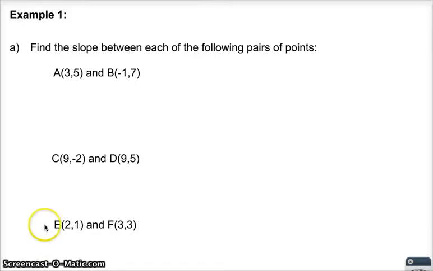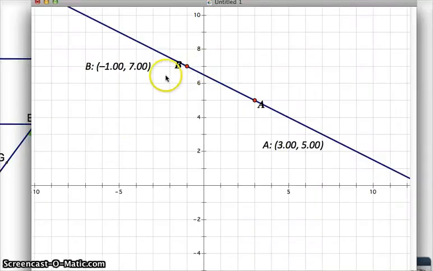All right, part 2 is where we do the examples. Find the slope between each of the following pairs of points. So we have point (3,5) and point (-1,7). I put that on Sketchpad. And just like in the distance thing, we're concerned about the vertical space between those points and the horizontal space between those points, along the streets of the graph paper.